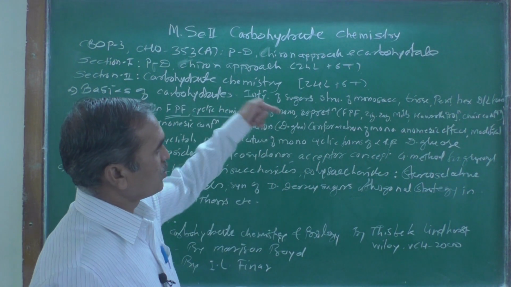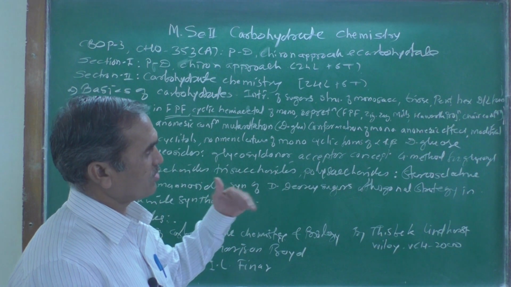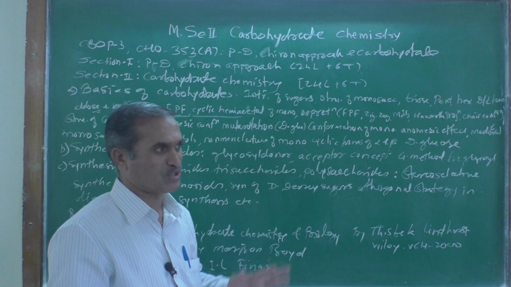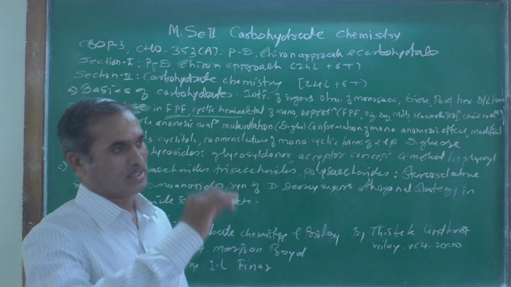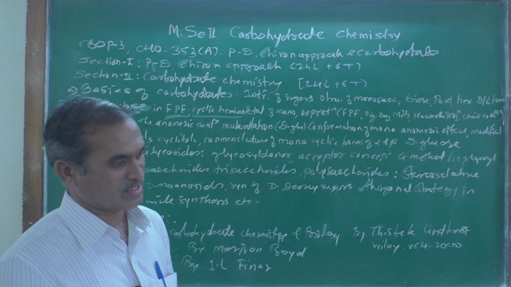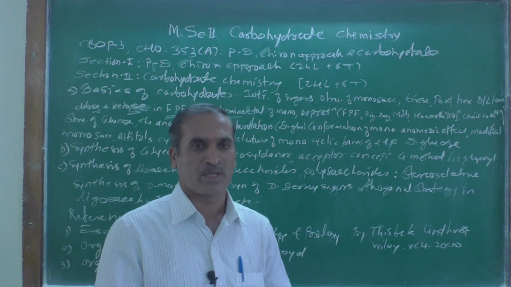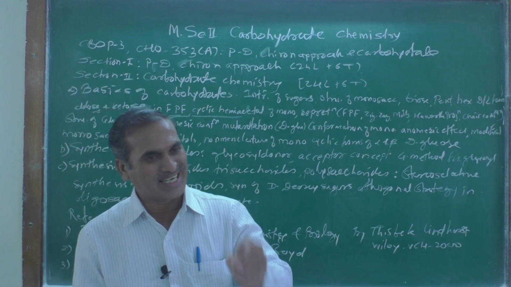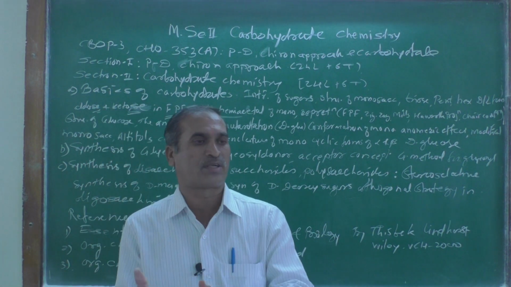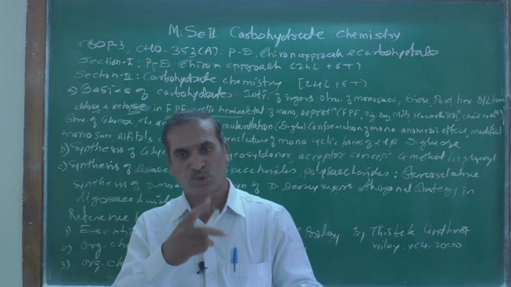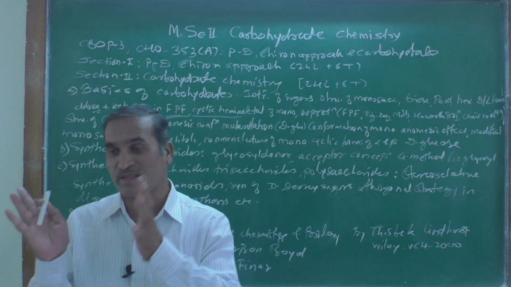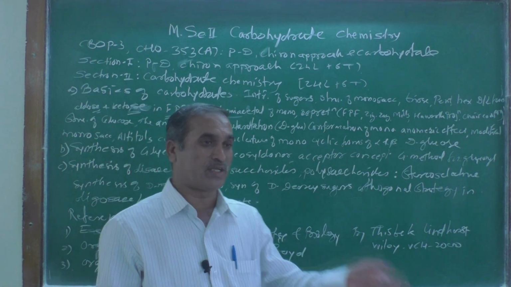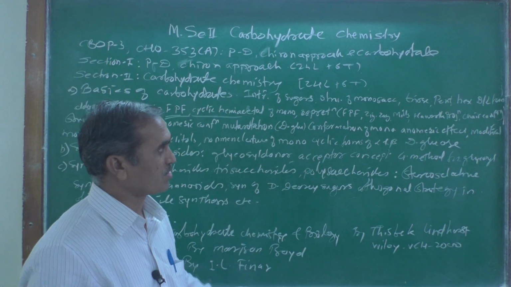So, by using the Fischer projection formula, and the zigzag structure, as we know the organic compound is represented in a zigzag pattern. It is very easy, very clear, and it saves time to represent the molecule, and that's why zigzag structures have more benefit compared to other structures.